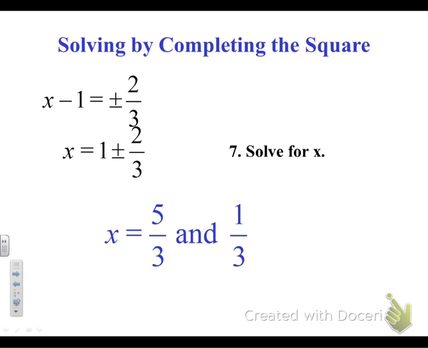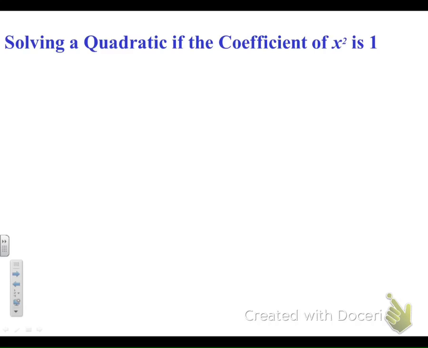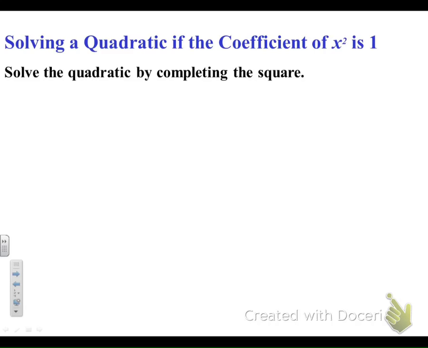We're going to try this again. Solving a quadratic if the coefficient of x squared is 1. So let's say we have this type of problem where we have x squared minus x equals 1. I gave myself a little room because when you have x squared and x on one side, let's complete the square so we can use the square root method.